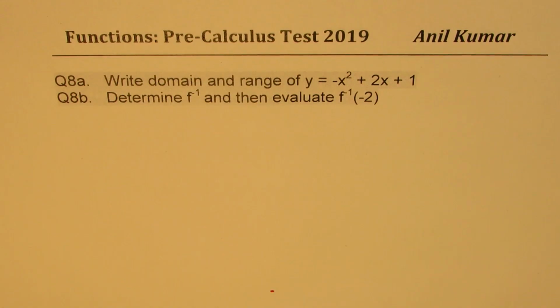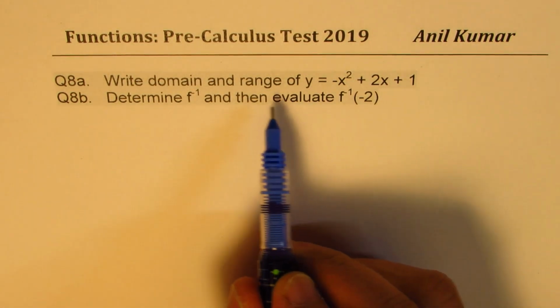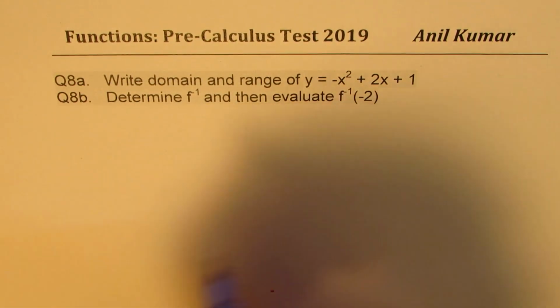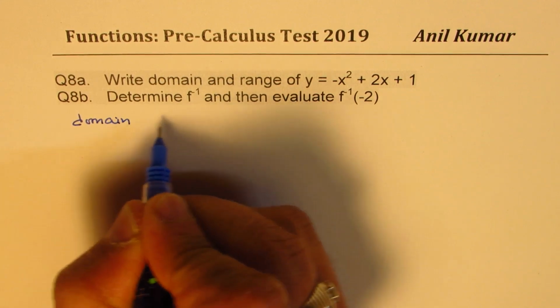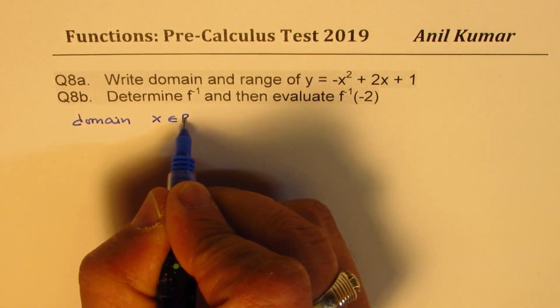Question number 8. Write domain and range of y equals minus x squared plus 2x plus 1, and b is determine inverse of this function and then evaluate f inverse of minus 2. So to find the domain, we know domain is all real numbers. That's not a problem, right? So we know domain is x belongs to real numbers.